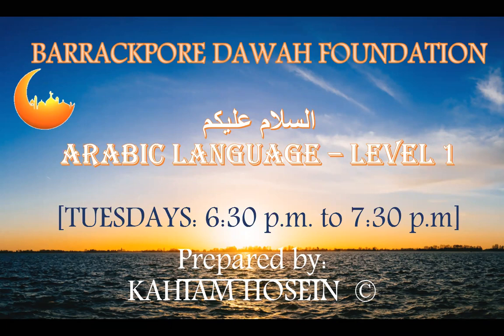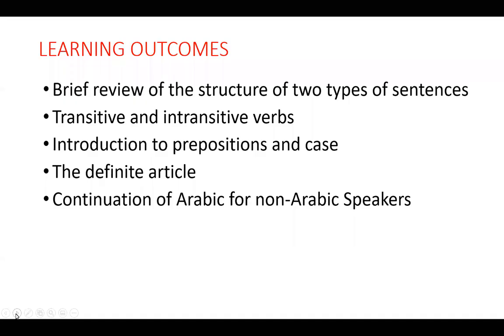If you all can remember, last week we went through the two structures, that is the jumla ismiya, the nominal sentence, and the verbal sentence. So we are just going to do a brief review of the structure of these two types of sentences. Then as an extension of the different types of sentences, we will go into the transitive and intransitive verbs. This will be followed by the preposition and the case of the prepositions. We'll get into the definite article, and the definite article is in connection to what is being presently done with Professor Abdurrahim's book, the Medina series, Arabic for non-Arabic speaking students.